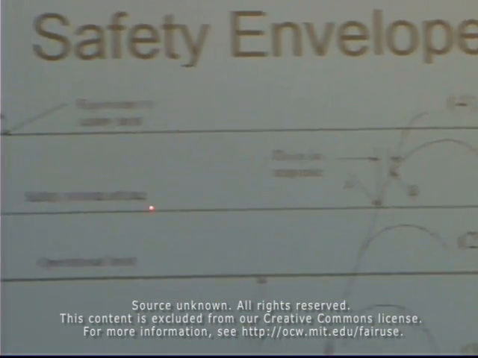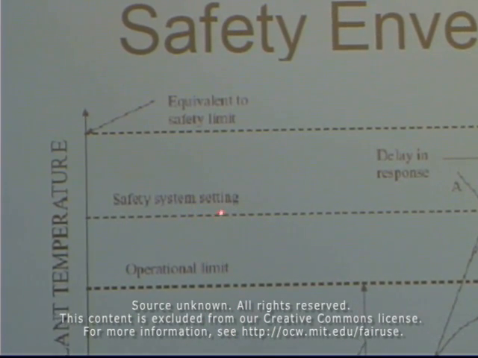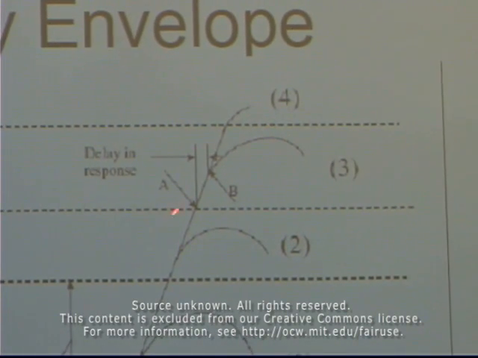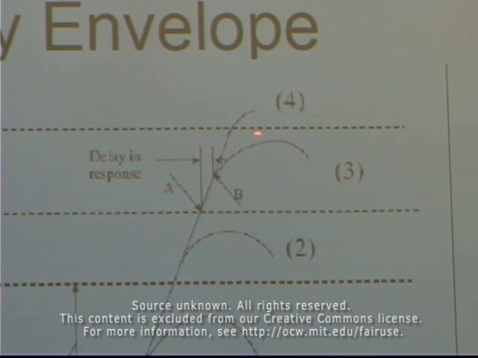Then you have safety system settings, which are set in a way that if you are in a transient, and if that safety system set point is engaged, in other words, you exceed it, the plant shuts down, you will hopefully be below the limit, the ultimate safety limit.